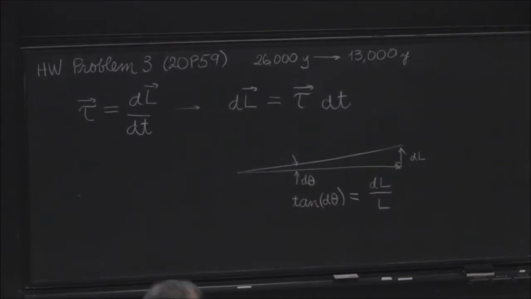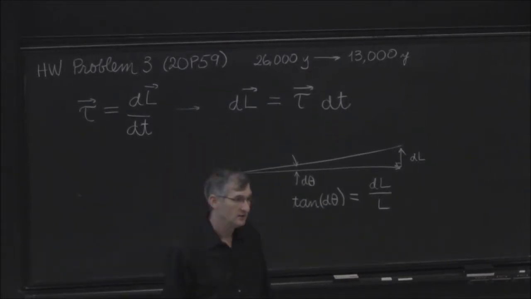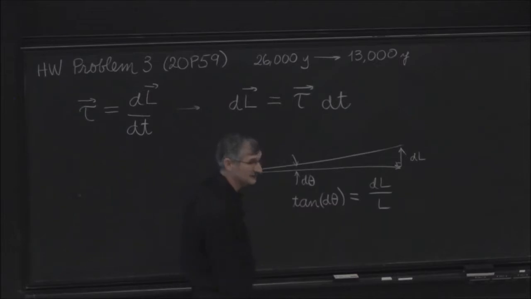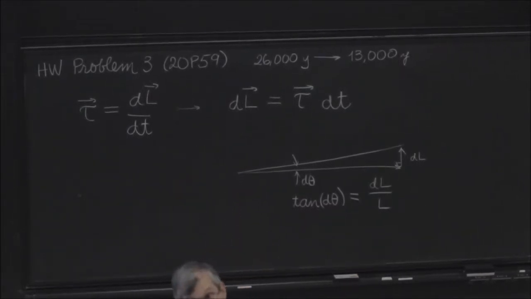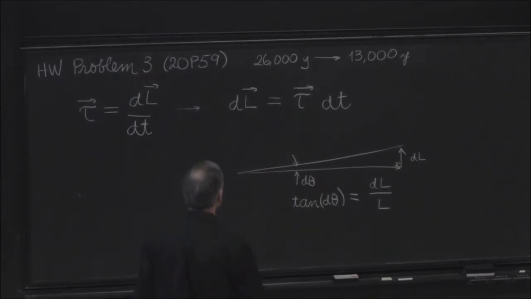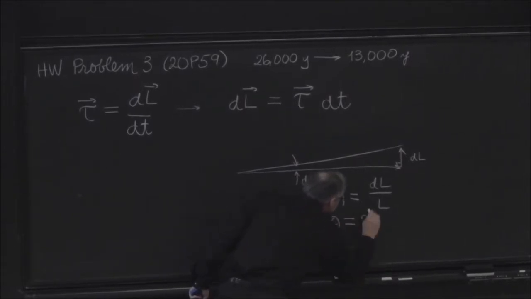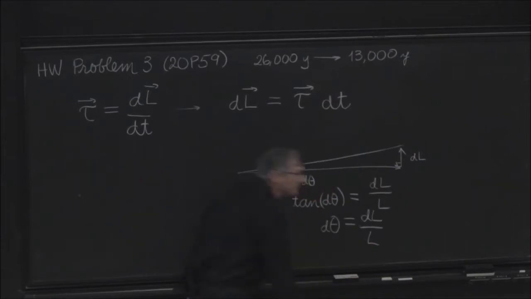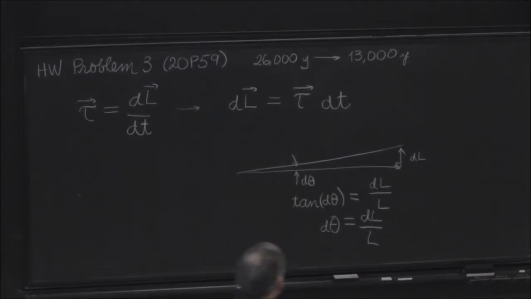How? Well, let's simplify. I want to simplify this. That's more or less equal to, that's pretty much d theta. In the limit, as d theta goes to 0, the angle and the tangent and the sine all go to the same thing. So d theta is equal to dl over L. Are you okay with that small modification? Yeah. Okay? Whew. Dodged a bullet.